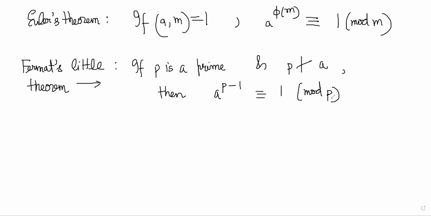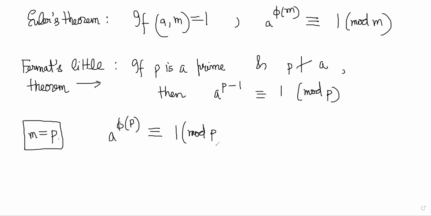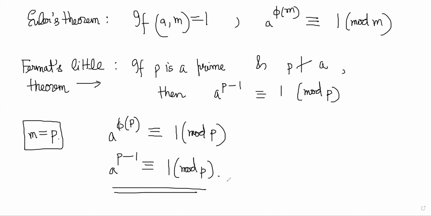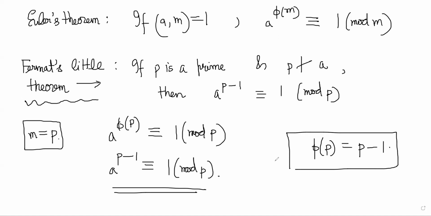So actually, Fermat's little theorem is a corollary of Euler's theorem, because if you take M as P in Euler's theorem, what will happen? It will be A power phi of P is congruent to 1 mod P, right? And phi of P is P minus 1. So you're getting Fermat's little theorem from Euler's theorem, right? So this is a direct consequence of Euler's theorem, as long as you know that Euler's totient function for a prime is P minus 1. Phi of P is P minus 1, right?